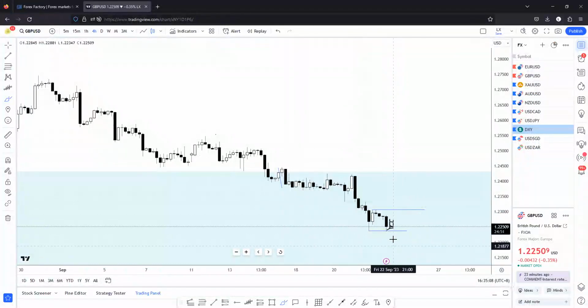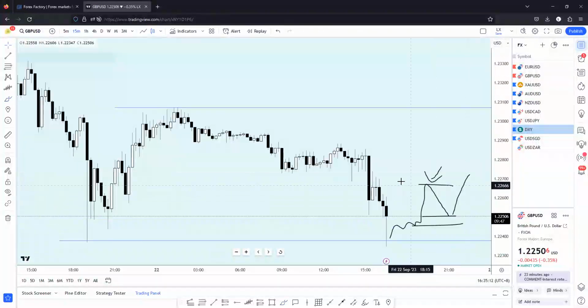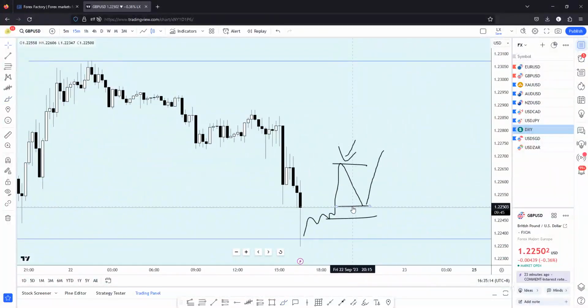Any pullback itself, at least on the lower time frames, is still not showing yet. So we have to look at it on the 15 minutes. So that's pound dollar for me. And now let's take a look at dollar franc.